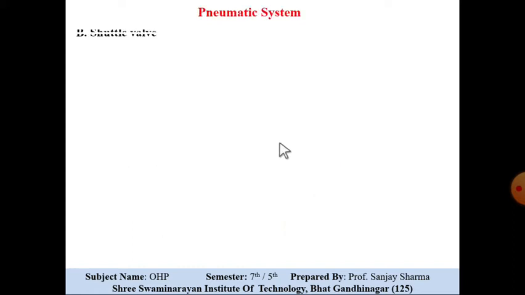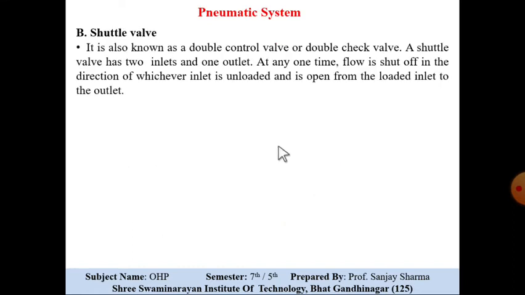The next is shuttle valve. It is also known as double control valve or double check valve. A shuttle valve has two inlet and one outlet. So this is a very important point to be noted. Shuttle valve has two inlet and one outlet.